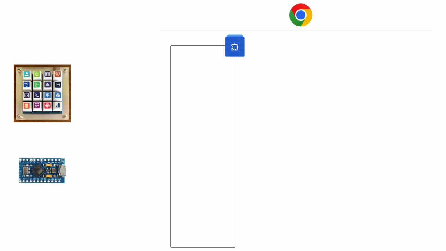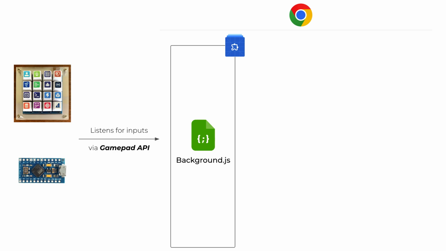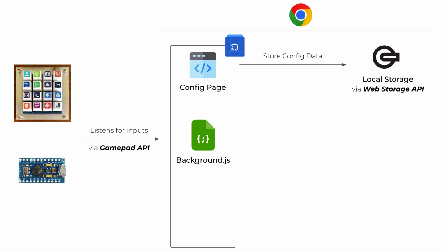So I built a Chrome extension which has a background script that is actively listening to incoming Gamepad inputs. Using the configuration page, I configure which app or page each button opens, and using the HTML Web Storage API, I store these configurations in the local storage, which is then later referenced by the Chrome extension's background script. So long story short, this macro keyboard is now a joystick under the hood, and the Chrome extension handles the Gamepad inputs and the link logic.